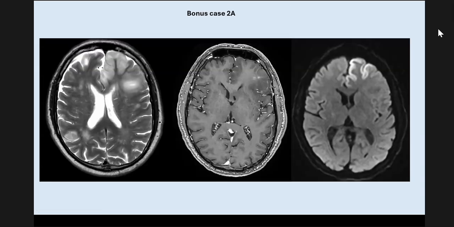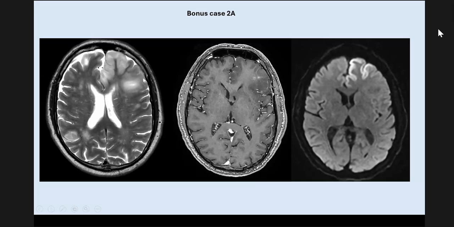Let's move on to the next case. This was a patient who presented with repeated seizures. I think this chap was in his mid 60s, and he presented to a different hospital initially with multiple seizures, which started in the last few days. So this was the initial MRI, and you can see the left frontal lobe being extremely abnormal.